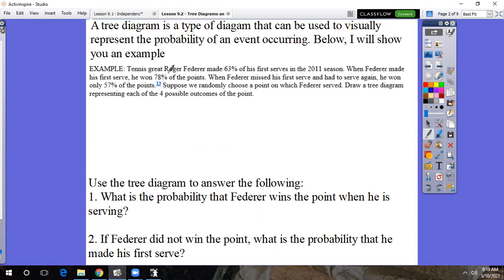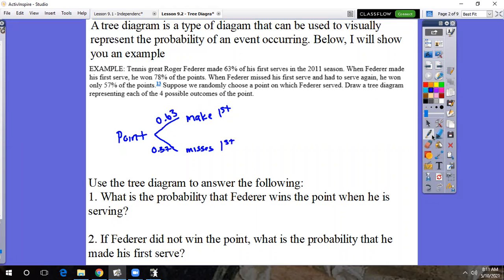So what we're going to do is take these probabilities that we're given and draw ourselves a tree diagram to figure out how likely it is that Roger Federer wins a point when he's serving. So 63% of the time he makes his first serve. We're going to start the point. He makes his first serve 63% of the time, so right here, I'm going to put 0.63. That means 63% of the time he makes his first serve. If he makes it 63% of the time, then 37% of the time he doesn't.